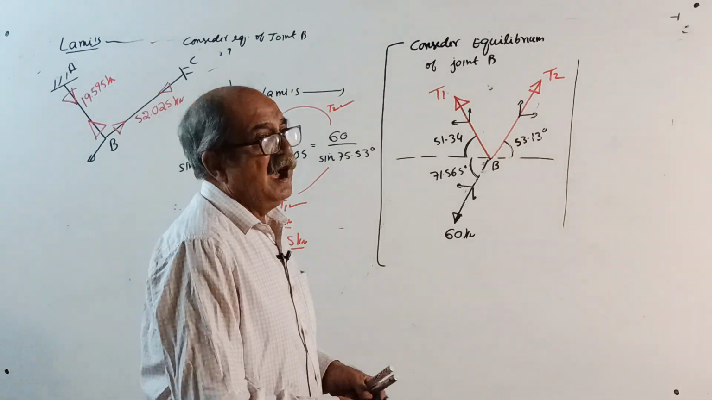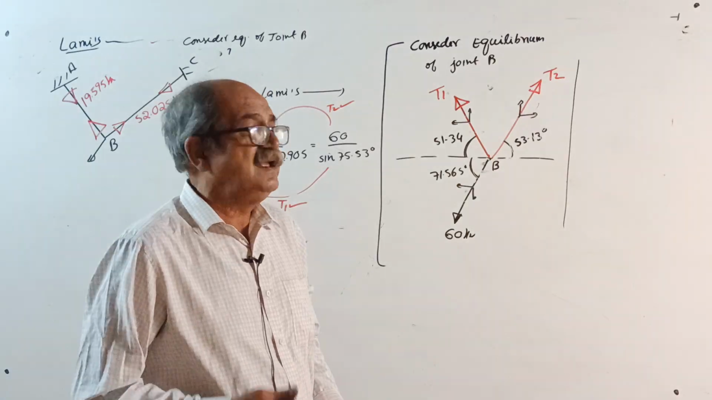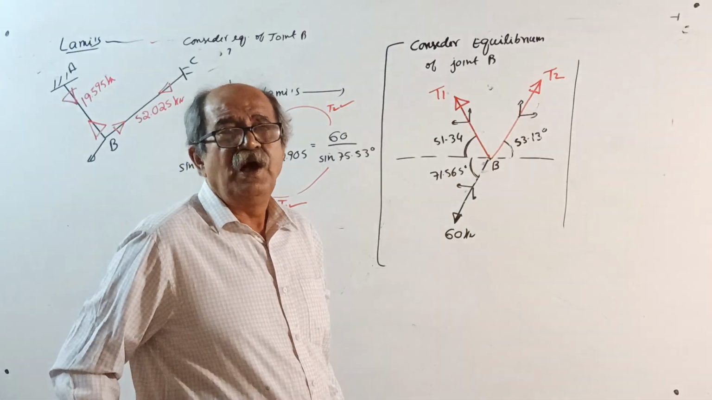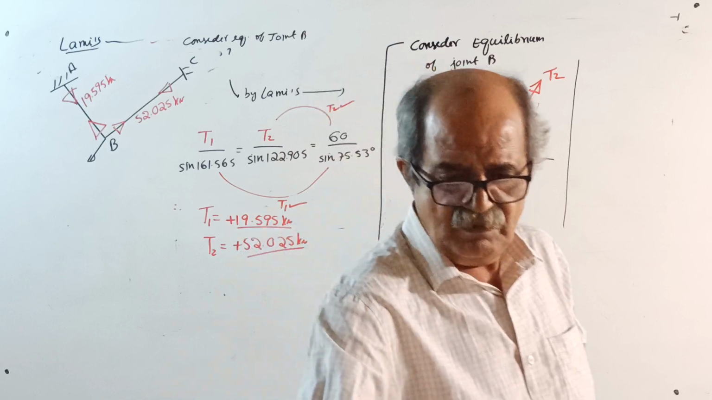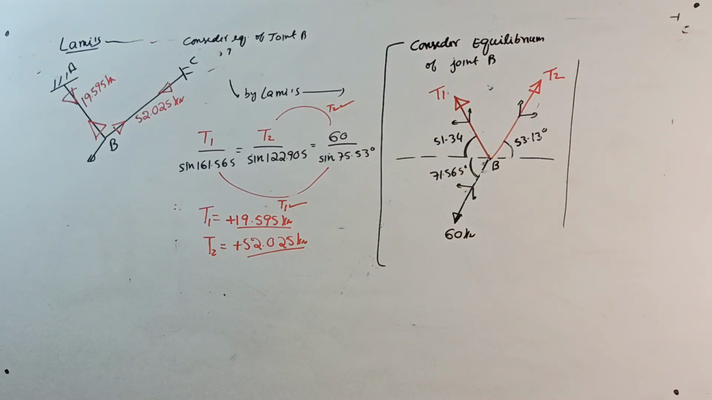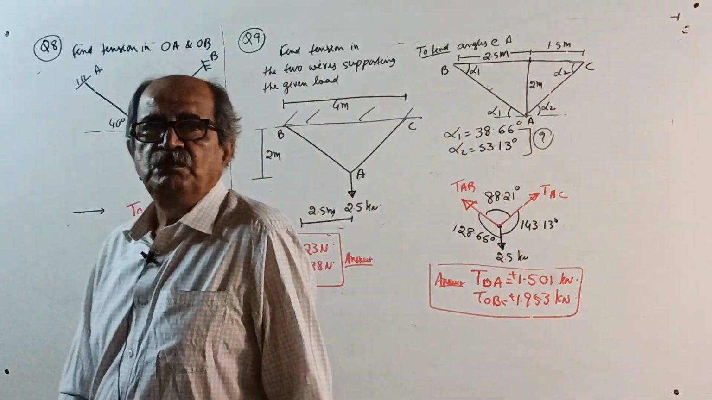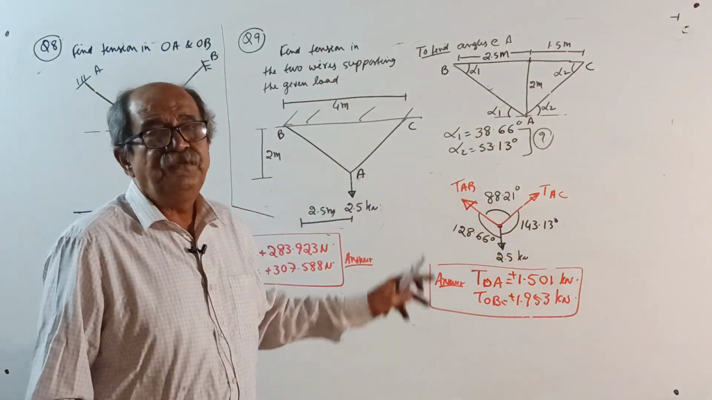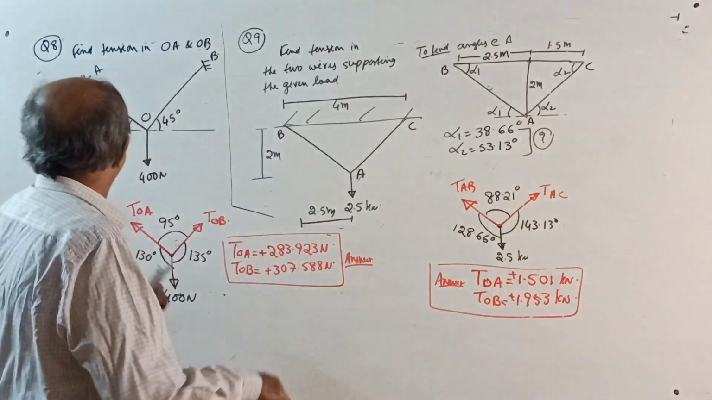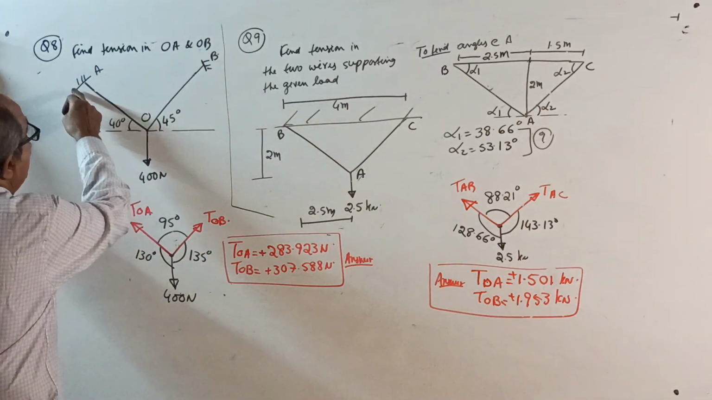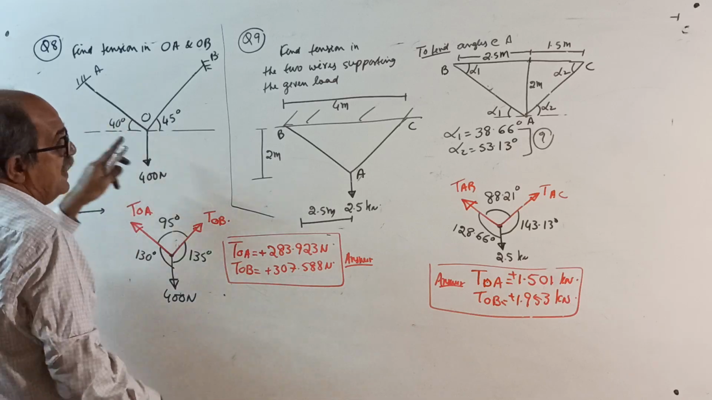Now, I will prepare some extra questions for solving. That all briefly, our main part is over. Now, question 8 and 9, it is for you to solve. Brief answer. Find tension in OA and OB. Angles are given.